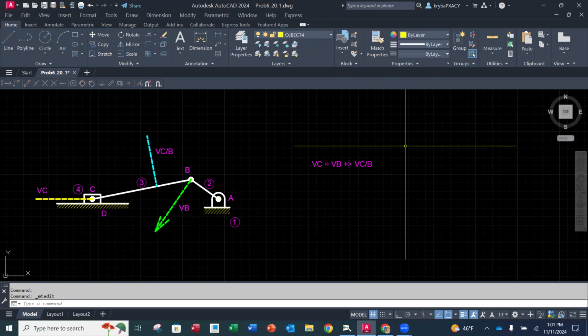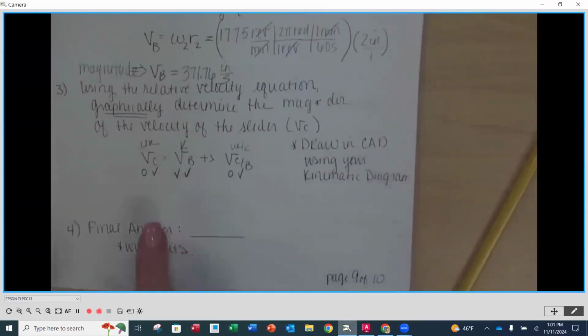Now, just like we did for the vector equations that we looked at in chapter 3, we want to look at these 3 variables here and decide which one we know the most about. If you recall, under here, we looked at each one of our variables. So where would we start? With C, B, or C relative to B? Where do we know the most?